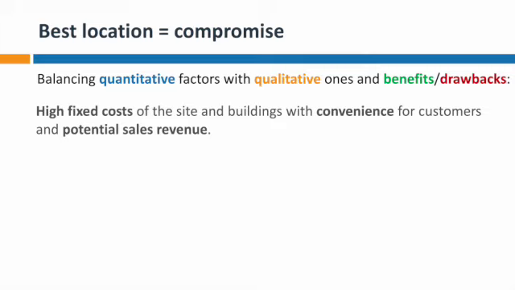High fixed costs of the site and buildings with convenience for customers and potential sales revenue. Okay, here we have some description of the location. So this particular location has high fixed costs. However, it also has convenience for customers and potential sales revenue. Now we can split each of these factors, which I highlighted in bold. We can split them into quantitative and qualitative. And also at the same time, we can say whether it's a benefit or a drawback.